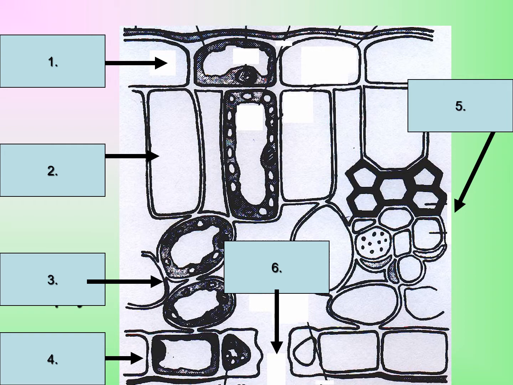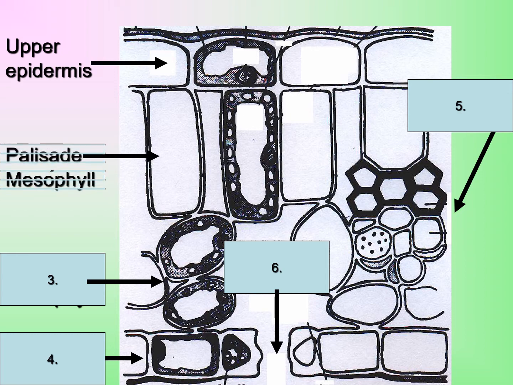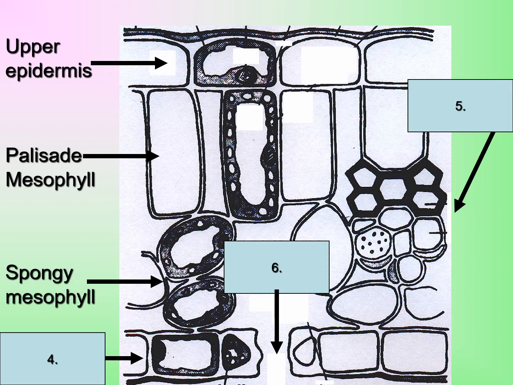Let's have a wee practice and see if we've remembered. So number 1, obviously you've got your cuticle above that. What would that layer of cells at the top be? The upper epidermis. Do you remember what 2 might be? What does a princess drink in a palace? Palisade mesophyll. What about 3? You would take them into your shower with you. Not palisade mesophyll, but the spongy mesophyll.